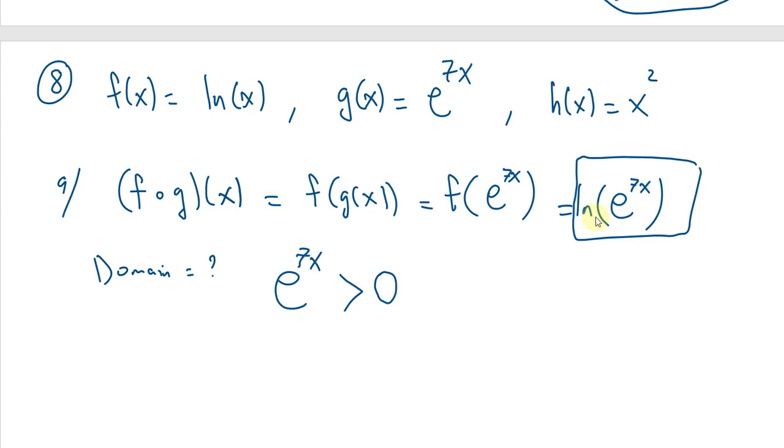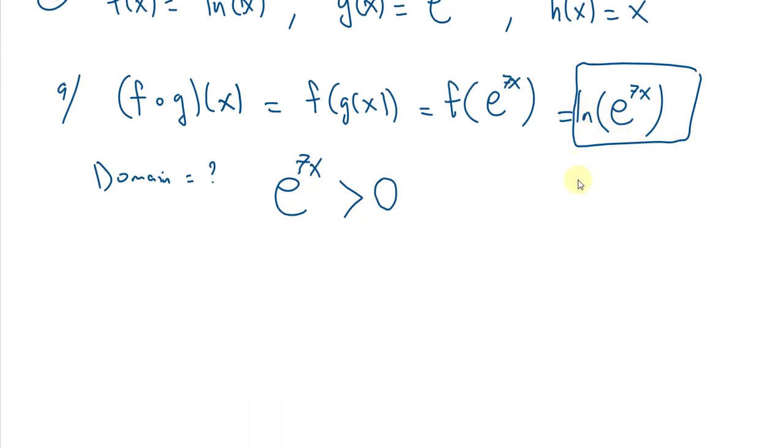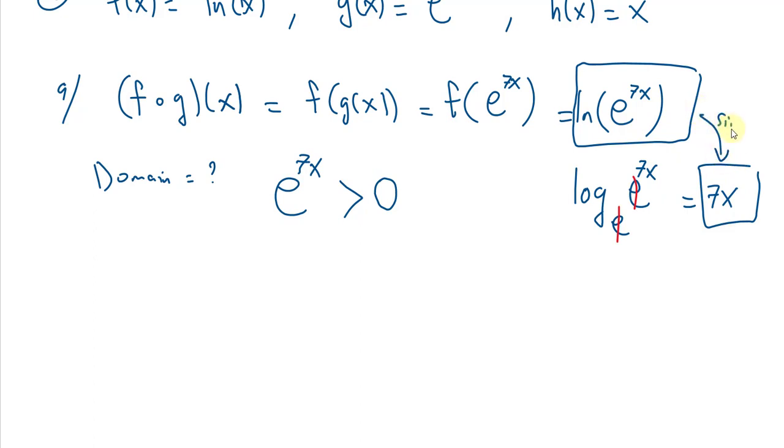Now, that's one more thing you can simplify here before we find the domain. Don't forget that ln is the log with base e. We know that the bases are the same, so they cancel out and you no longer have the log. You can bring down the 7x. So make sure to simplify this until you get 7x. So this is the final answer.